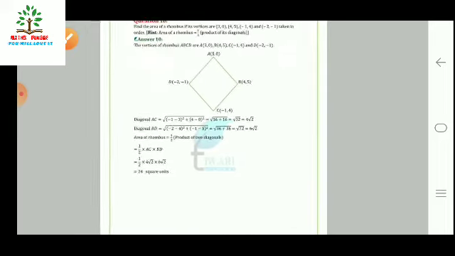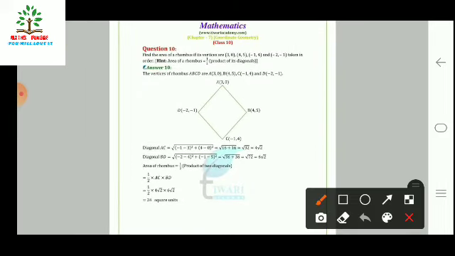Then coming to question number 10. In question number 10, what we have: find the area of the rhombus if the vertices are (3, 0), (4, 5), (-1, 4) and (-2, -1). Take it in the order. Always remember that the area of a rhombus is half the product of the diagonals. So the vertices of the rhombus are given to us. We have taken A(3, 0), B(4, 5), C(-1, 4) and D(-2, -1).